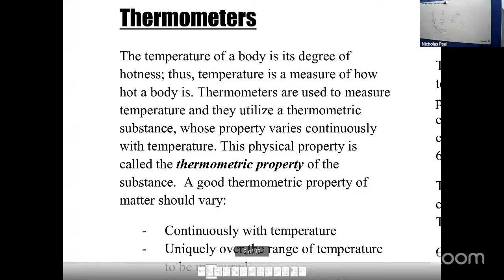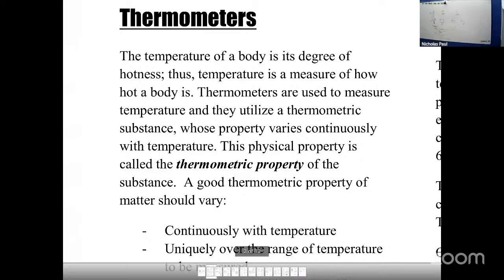Alcohol. You may have clinical thermometers at home that only vary in a small range. Those are alcohol thermometers. The physical property is called the thermometric property of a substance.